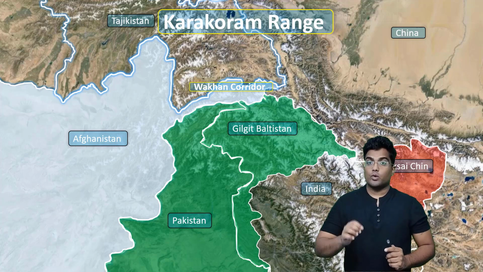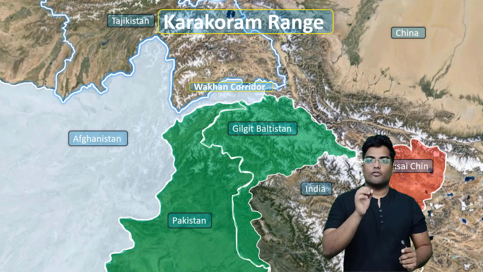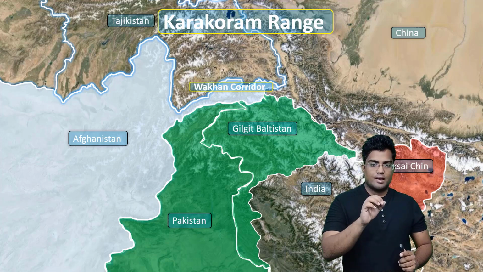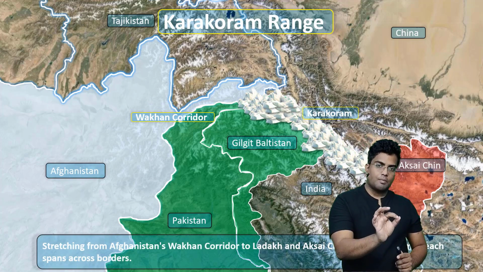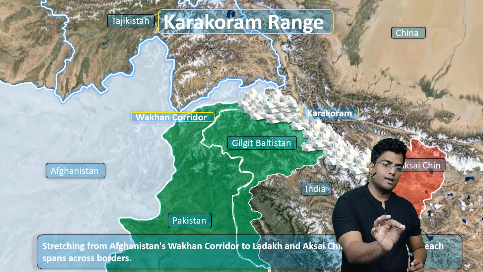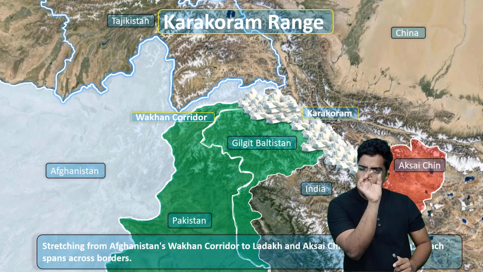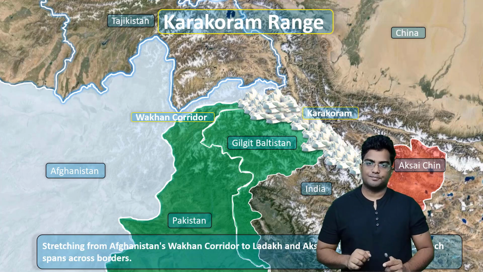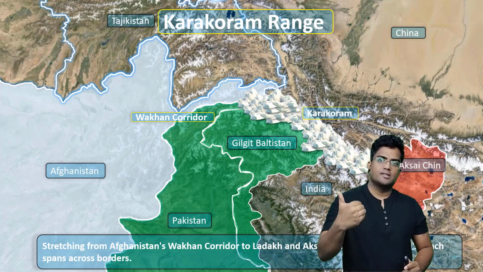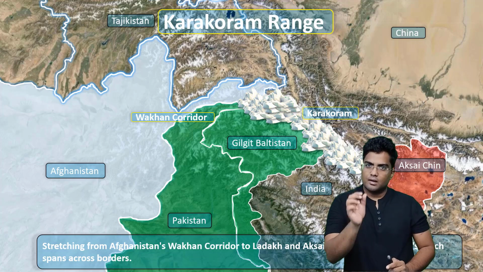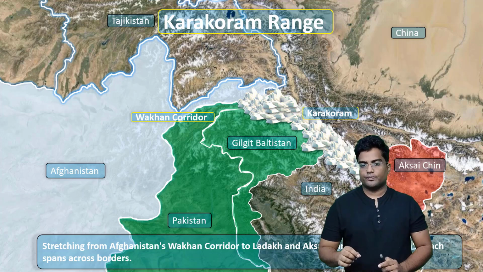So the question is, where does the Karakoram range lie? What is the extent of the Karakoram range? As you can see, this is the Karakoram range. The southern part of the Karakoram range lies in Aksai Chin, right? Then there is a small part that is located in India. The major part is located in Pakistan, in Gilgit-Baltistan. The northern point is located in Afghanistan, in what is called the Wakhan corridor.